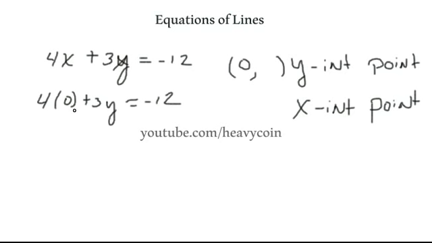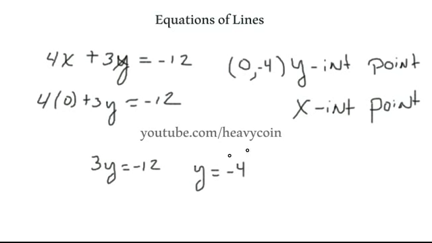So we plug 0 in for x, and we want to figure out what y is. Well, 4 times 0 is 0, so we end up with 3y is equal to negative 12. And so what we're going to do now is multiply both sides by 1/3. And so y is going to be equal to negative 4, right? 3 times negative 4 is negative 12. And so it looks like our y-intercept point is (0, negative 4).